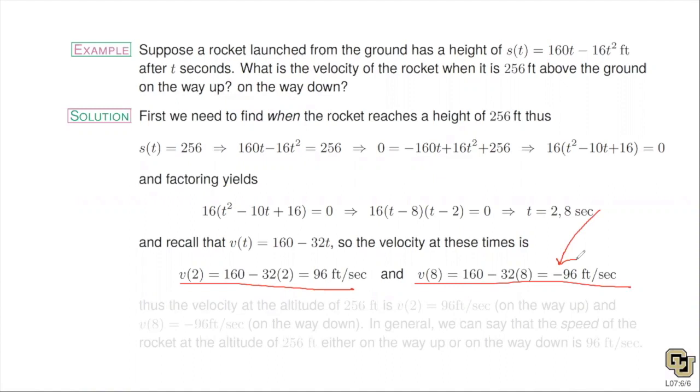So here, this is indeed at 8 seconds, it's on its way down. And so the velocity, the negative 96 feet, the negative says it's headed down at a speed of 96 feet. And at 2 seconds, again, when we say 96, you should remember there's a plus in front here. And think of this as a vector with magnitude and direction. So this is moving up.